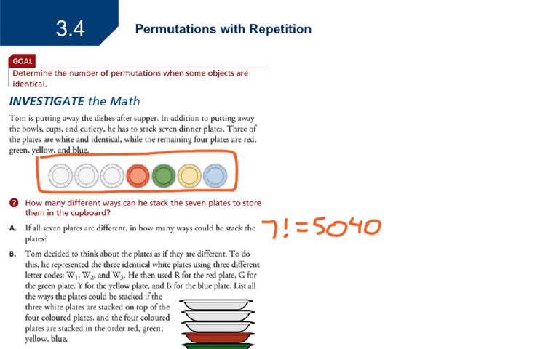Now, obviously that's not going to be the case if we have some repeated items. How does that affect things? Well, question B, let's list out a couple of ways that we could actually stack these plates. Using letter codes, so red will be R, green will be G. With the white ones, we'll call them W1, W2, W3. We could go W1, W2, W3, red, green, yellow, blue.